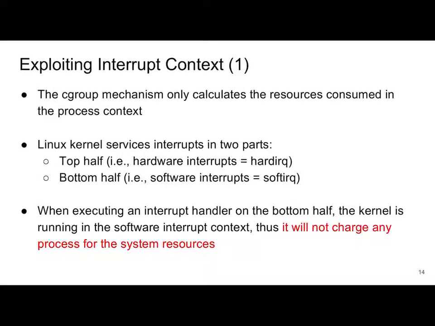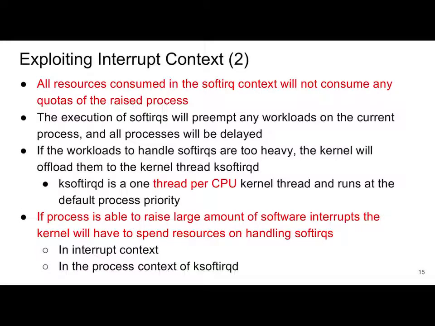Exploiting interrupt context. The cgroup mechanism only calculates the resources consumed in the process context. The Linux kernel services interrupts in two parts: the top half, that is hardware interrupts, and the bottom half, that is software interrupts. When executing an interrupt handler on the bottom half, the kernel is running in the software interrupt context. Thus, it will not charge any process for the system resources. All resources consumed in the system interrupt context will not consume any quotas of the raised process.